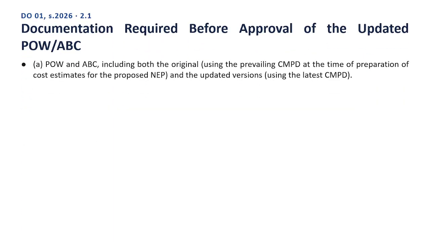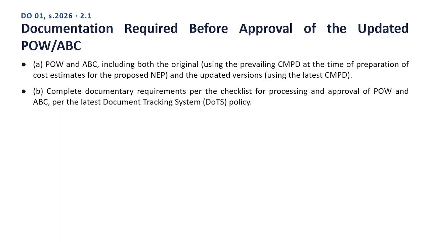Next slide. Documentation required before approval of the updated POW with ABC. Point 1. A. POW and ABC. Including both the original, using the prevailing CMPD at the time of preparation of cost estimates for the proposed NEP, and the updated versions, using the latest CMPD. Point 2. B. Complete documentary requirements per the checklist for processing and approval of POW and ABC, per the latest document tracking system, DOTS, policy.